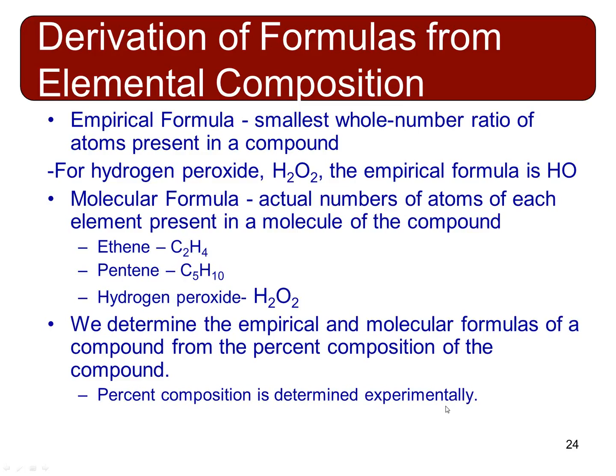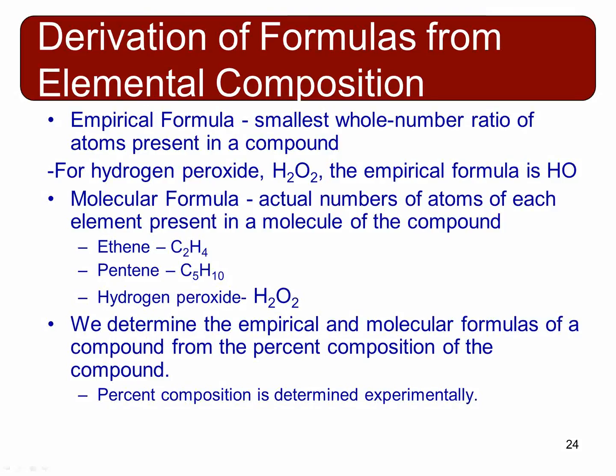Okay, so we're given the molecular formula, and we're going to see how we can derive these as well. That's what we're going to get to. But first we have to know which one is which. Okay, so we have our molecular formula, and now we want to write out the empirical formula. So if we were to look at ethene, C2H4, what do you guys think the empirical formula would be? What's our smallest whole number ratio there?